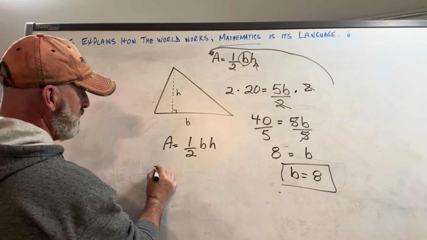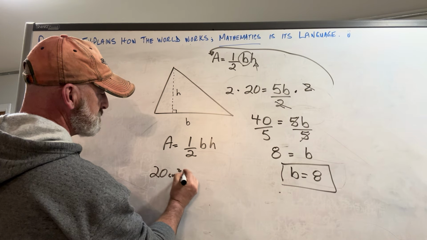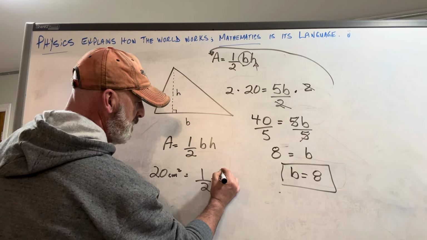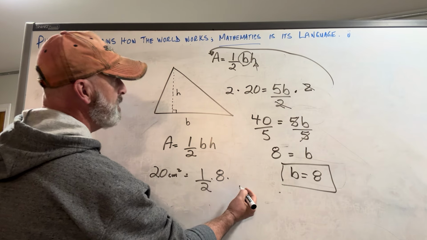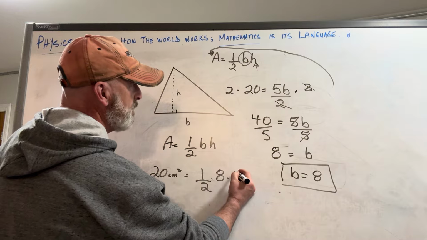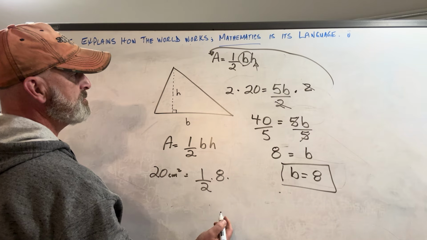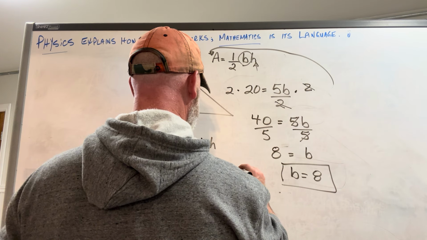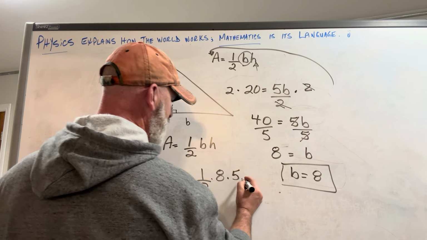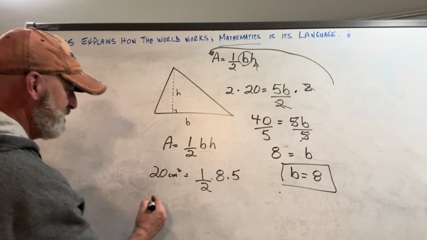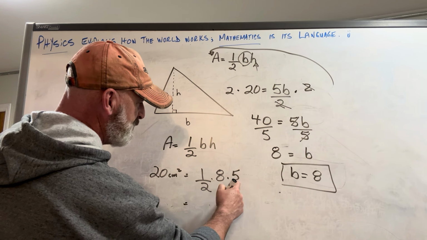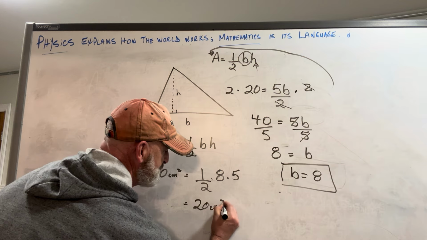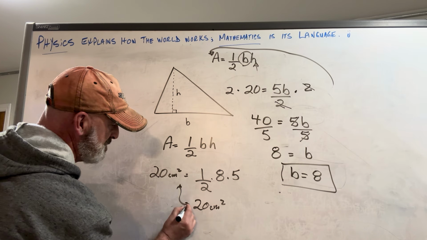The area we said was 20 square centimeters. And on the other side, we have 1/2 of 8 times the height, which was, what did we say the height was? I think 4, right? No, 5. That's the multiplication side. 5 centimeters. So now we have 20 equals 8 times 5 is 40, divided by 2 is 20. And it works out. So 20 does equal 20.